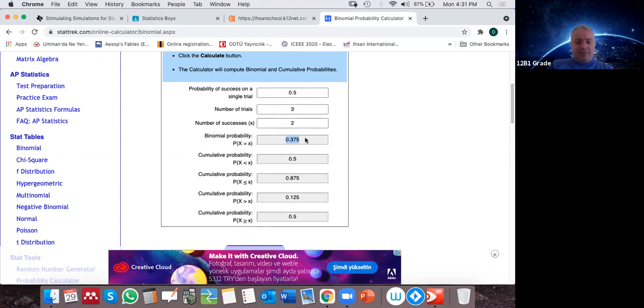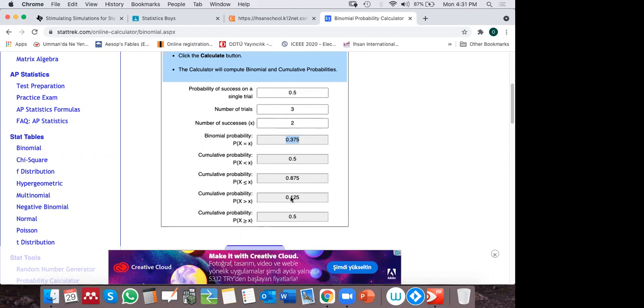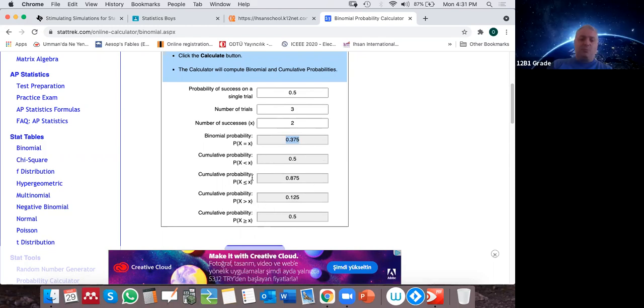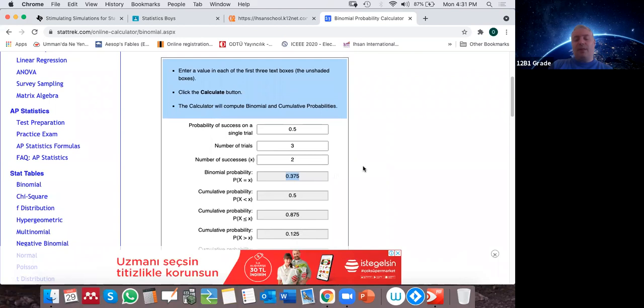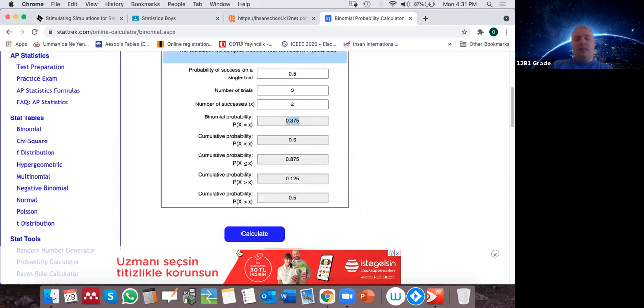Is it clear? Yes. And this is a very good application right now. It says the probability of, let's say, less than 2 is 0.875, the probability of greater than 2 is 0.125, and 2 or more is 0.5. Also, you can find lots of things by using this calculator.